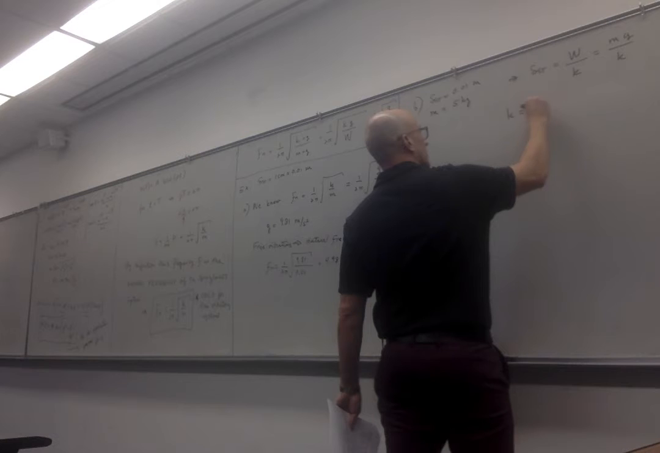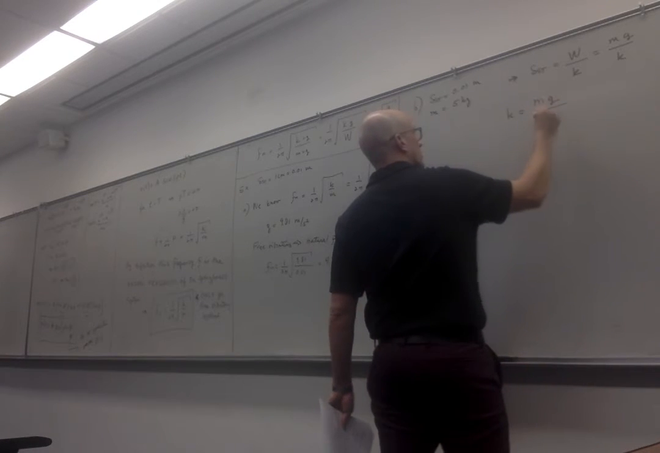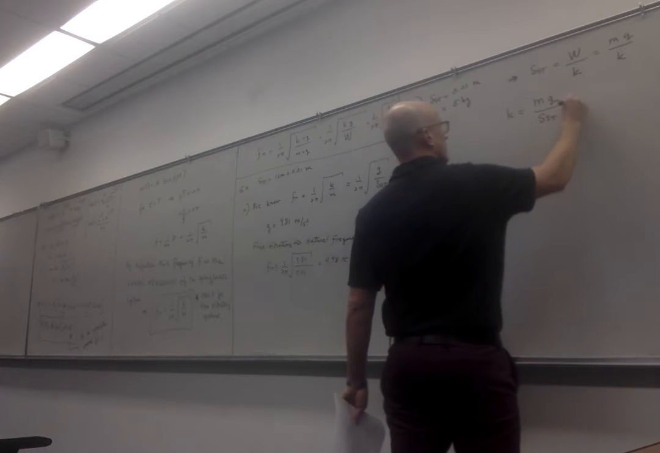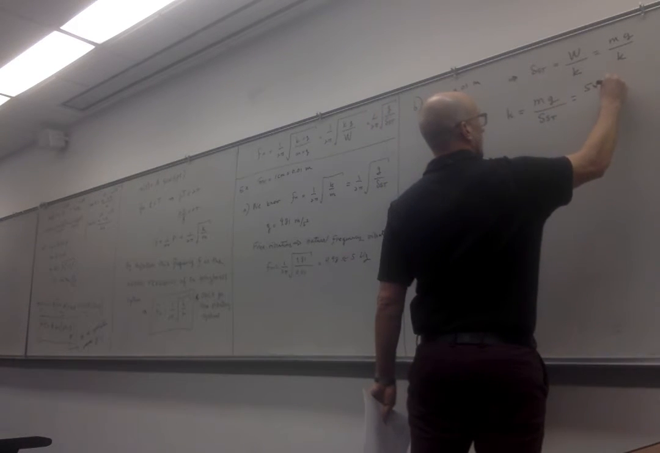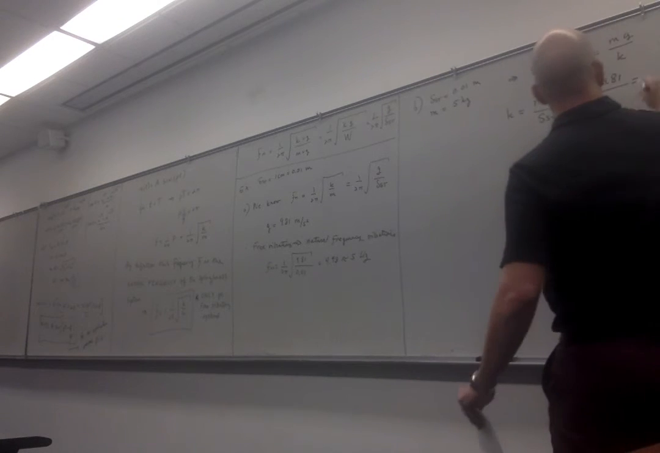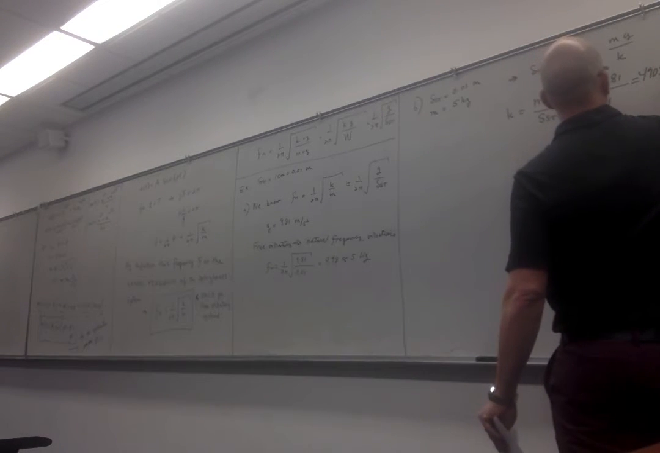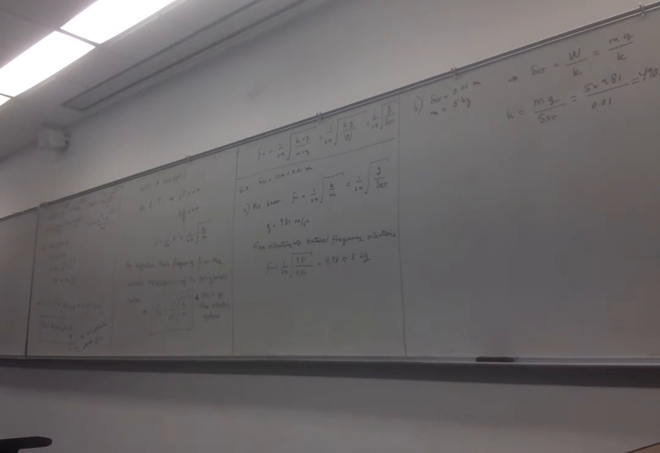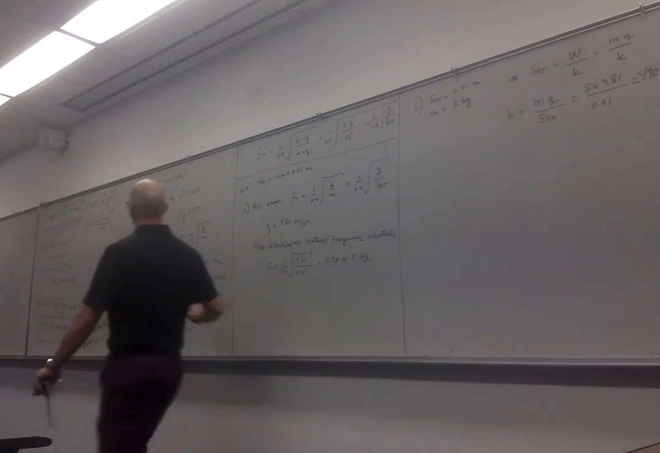The spring constant is going to be equal to mass times gravitational acceleration divided by the static deflection. So 5 times 9.81 divided by 0.01. Plug in all these numbers, 49.05 newtons per meter. This should be straightforward. Going too fast here.